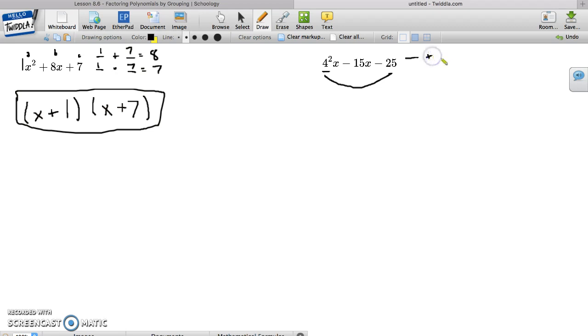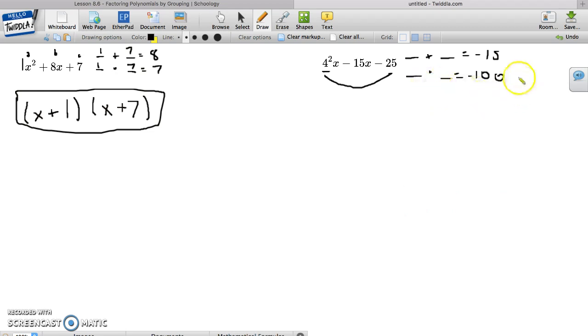So we do what plus what is going to equal negative 15, and what times what is going to equal 4 times negative 25, which equals negative 100. And we can see that they're both negative, so we know that one of the numbers is going to be negative, and then the other number is going to be positive.